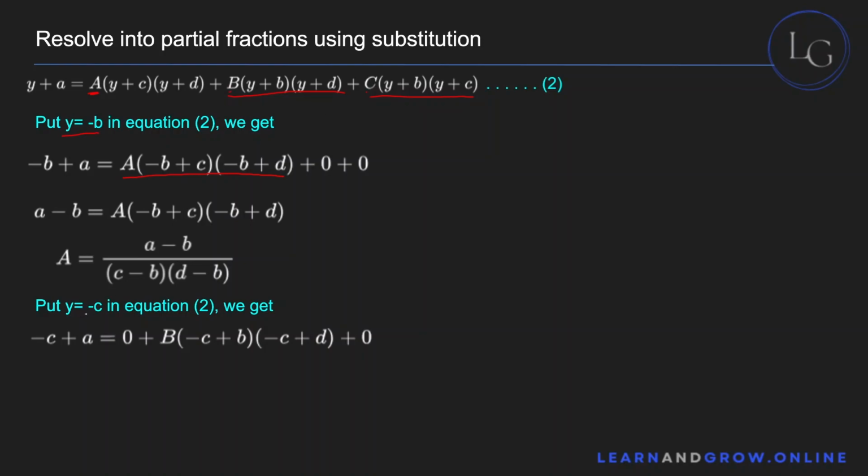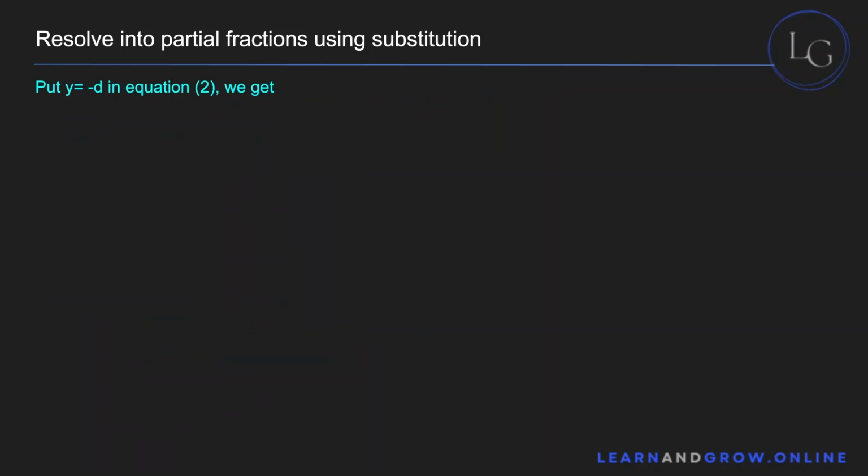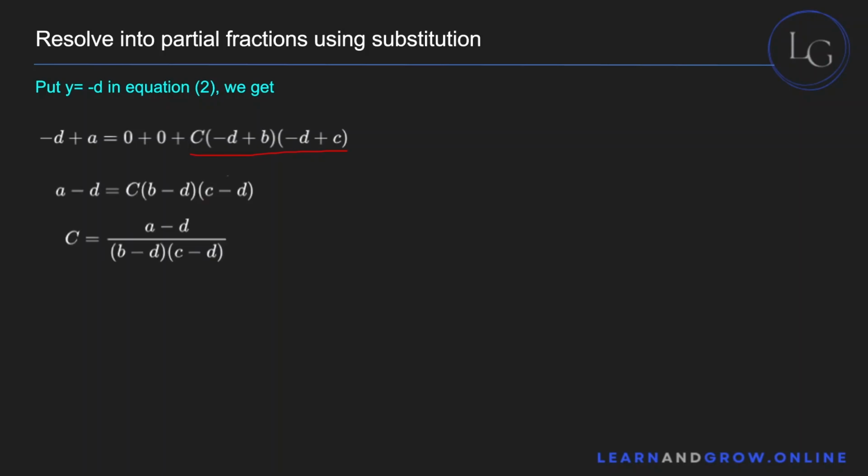And now you need to find the values of uppercase B and uppercase C. So when you put y equal to negative lowercase c in the same equation too, well, that eliminates the A term and the C term. So you'll just be left with this uppercase B term, this entire term. And then you'll just find the value of uppercase B like this. And when you put y equal to negative lowercase d, the uppercase A and the uppercase B terms are eliminated, and you'll be left with this uppercase C term. And so you'll find the value of uppercase C.